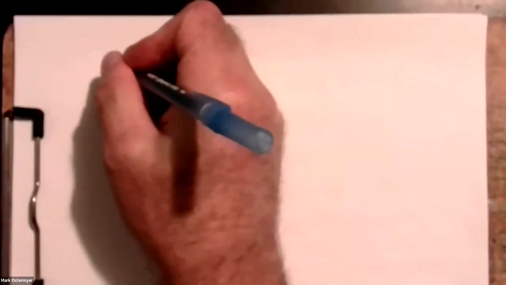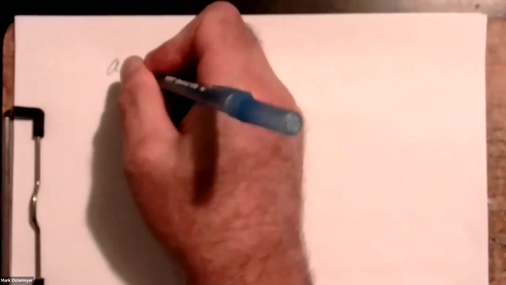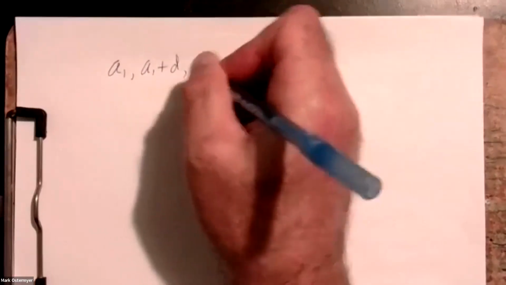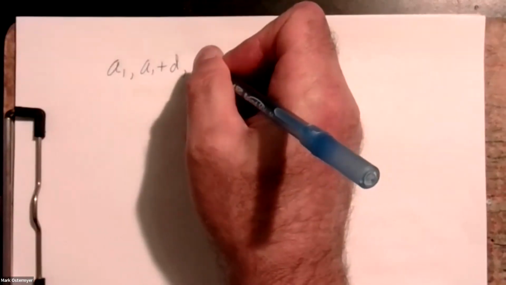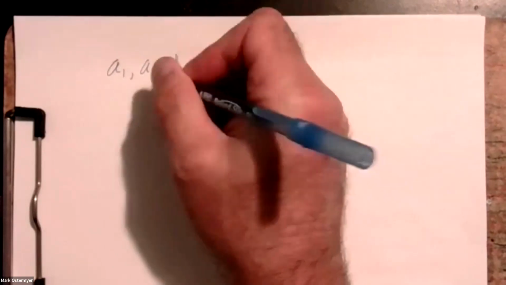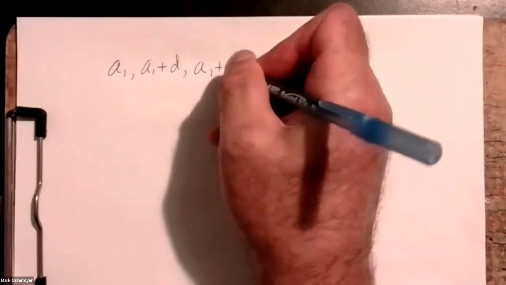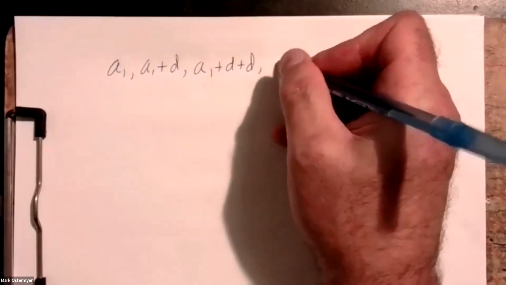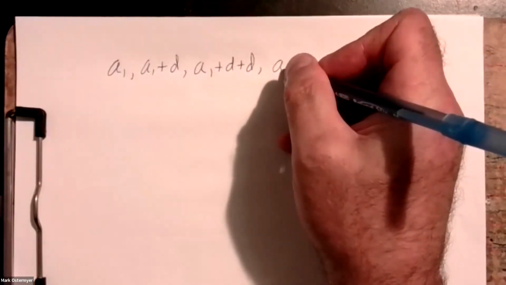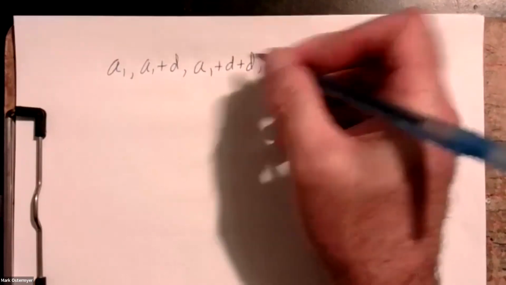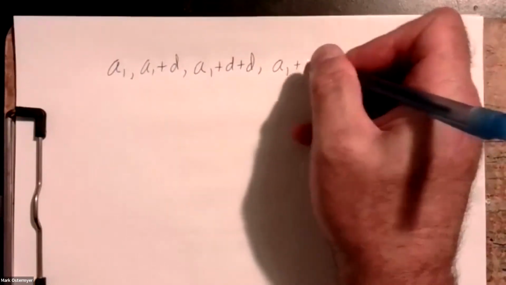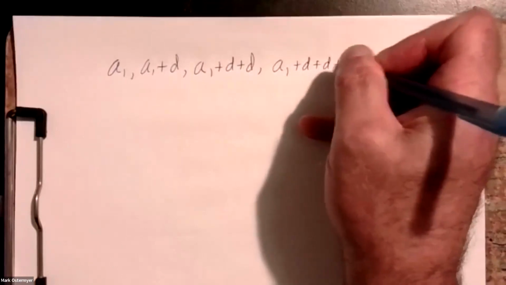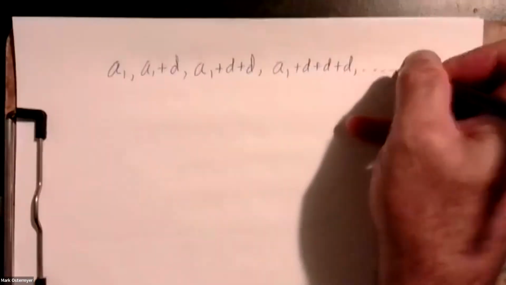Suppose we start with an arithmetic sequence where the first term is A_1. The second term is the first term plus the common difference. The third term is the previous term plus a common difference. The fourth term is going to be the previous term plus a common difference, etc., etc.